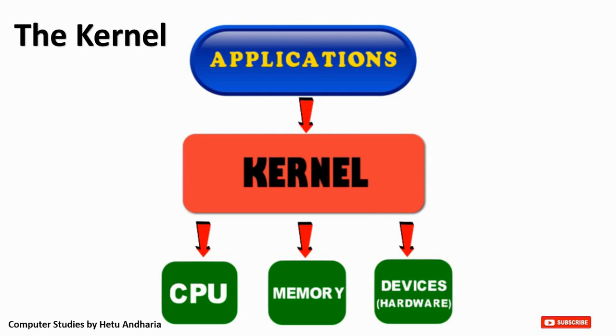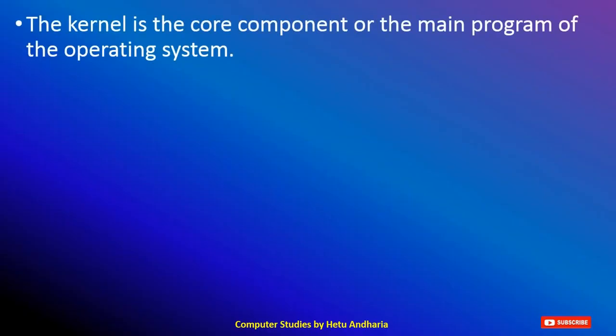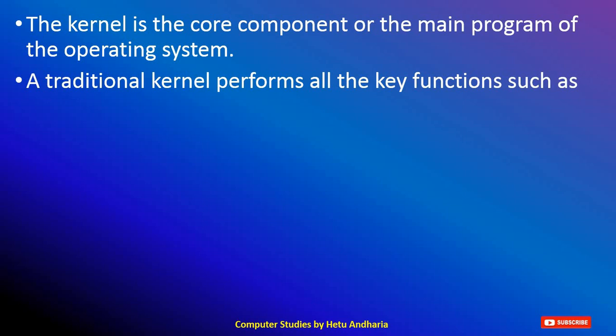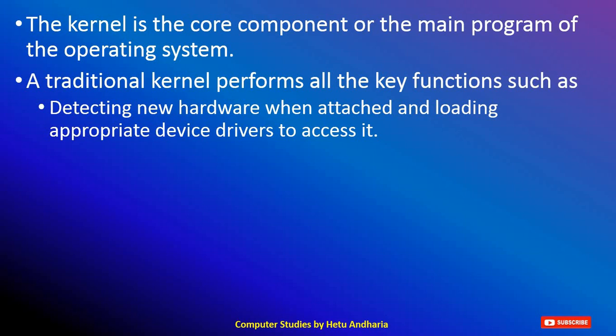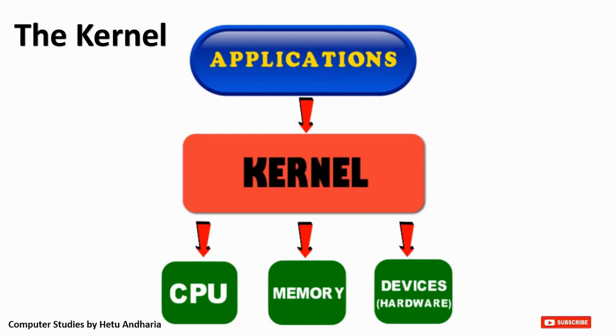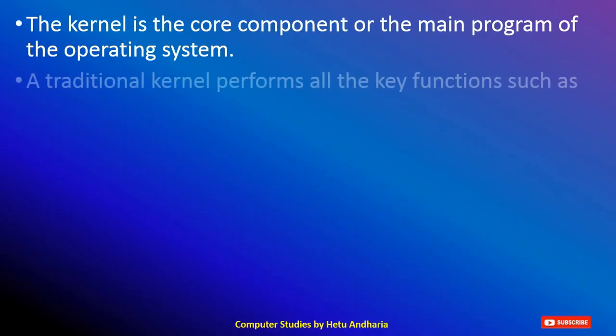of the computer. It is the core component, or we can say the main program of the operating system, without which everything will be useless. The kernel is the core component or the main program of the operating system. Now, we will see some other works and other key functions of the kernel also. Okay. Just now we had seen this key feature, that it serves as a bridge between hardware and software. Now other features we will see.